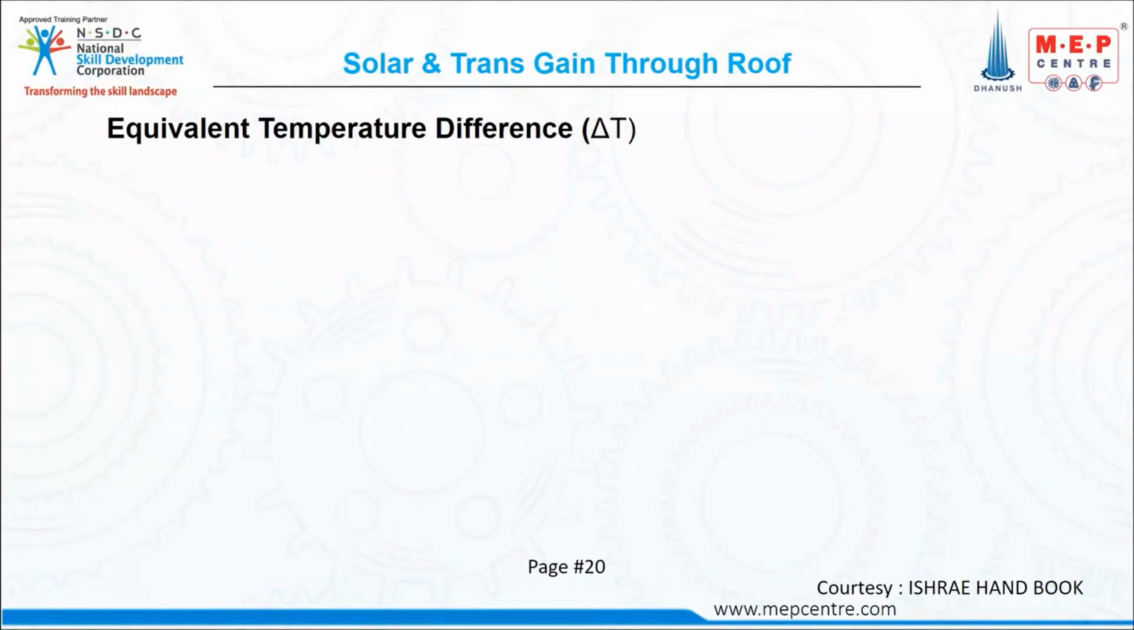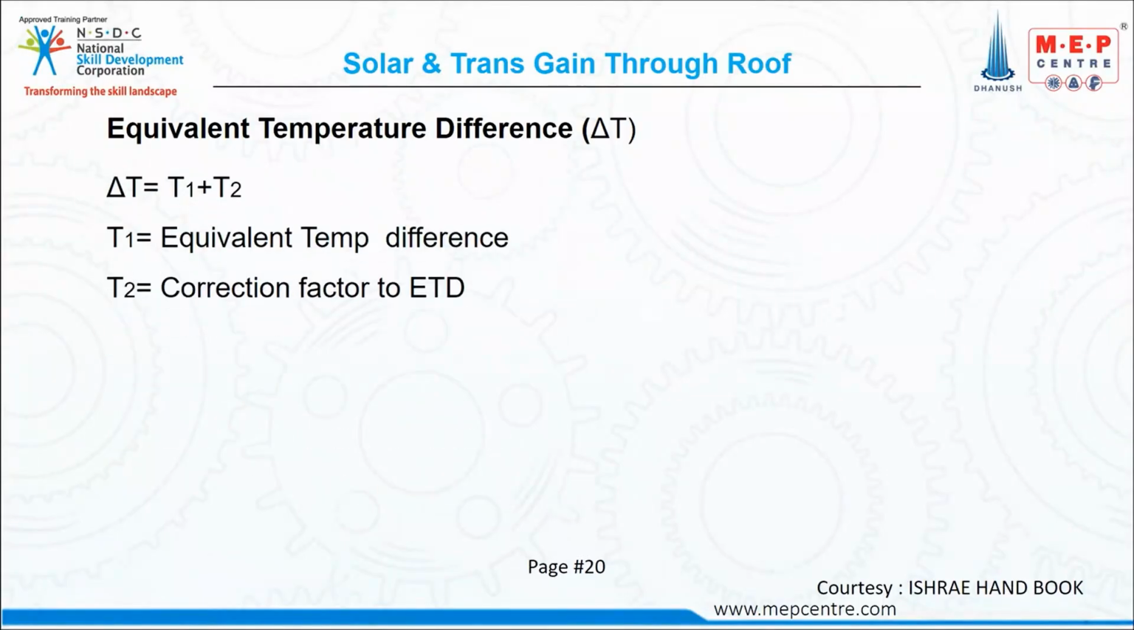Now delta T, the equivalent temperature difference. Delta T equals T1 plus T2, where T1 equals equivalent temperature difference and T2 equals correction factor to equivalent temperature difference. Therefore, weight of the roof is 70 pounds per square feet. Let's find out T1. Already yesterday we have calculated T2. T2 is 19 degree Fahrenheit.